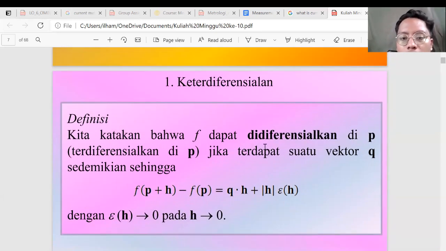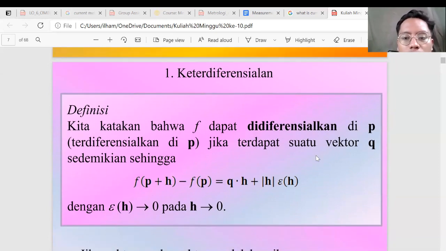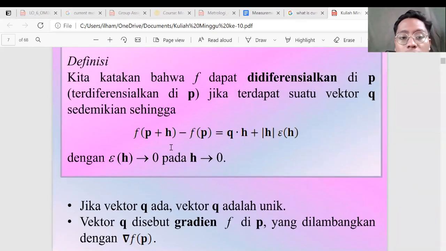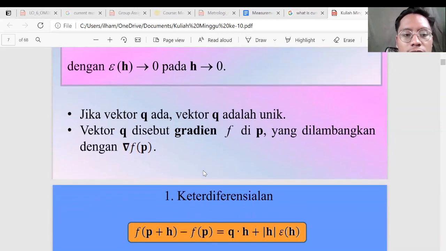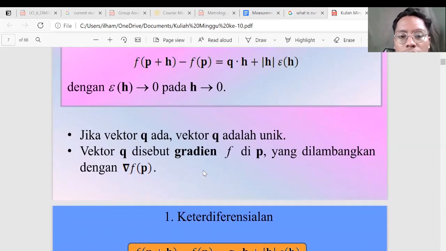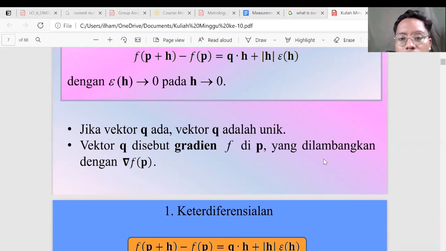We will say that f can be differentiated at p if there exists a vector q such that f(p plus h) minus f(p) equals q dot h plus h times epsilon(h), where epsilon(h) goes to 0 as h goes to 0. If we have a vector q that is unique, vector q is called the gradient of f at p, symbolized as ∇f(p).